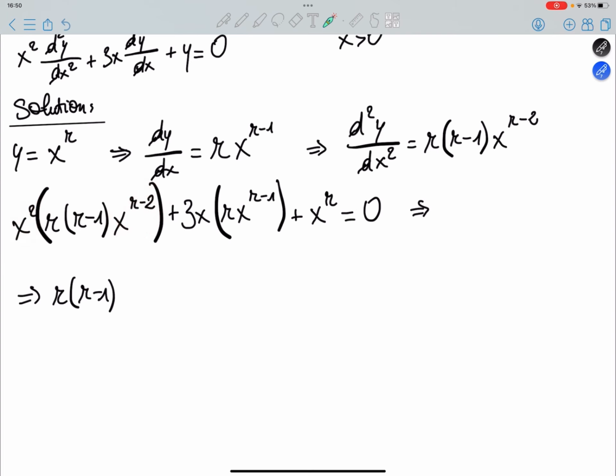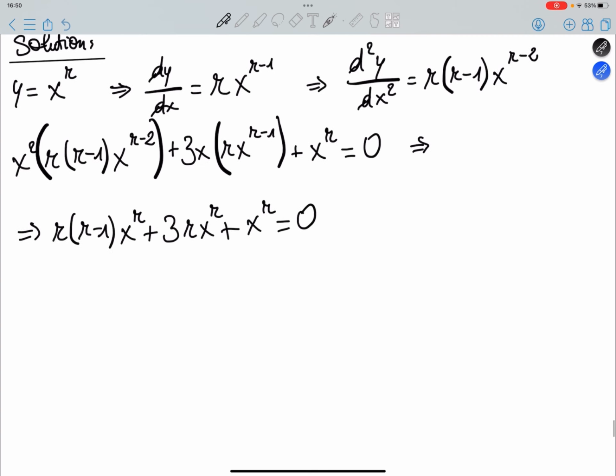Using properties of exponents, we're going to add these up, so the 2 and the minus 2 cancel out and we have just r left. So x to the power r, plus 3, here same thing, so we have r x to the power r, because basically here we have a 1, and if we add up the exponents, the 1 and minus 1 cancel out, so just r remains, so plus x to the power r is equal to 0.